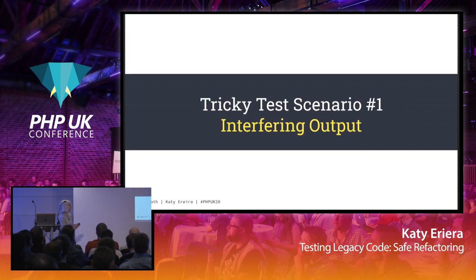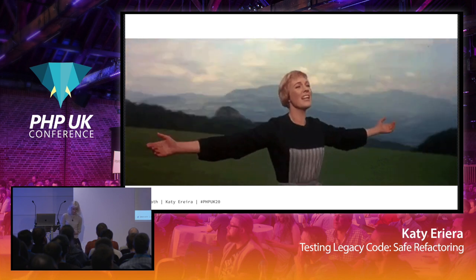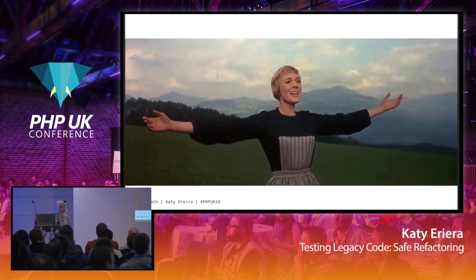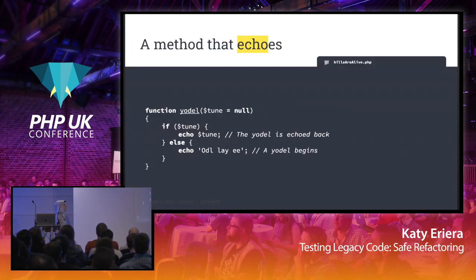So the first tricky testing scenario that we're going to cover today is interfering output. And when I say interfering output, I mean something like an echo or a print in your code. So here we have a function yodel that, if you pass it a tune, will echo that tune back to you. Otherwise, it'll just start its own little yodel. Great. So how are we going to test this?